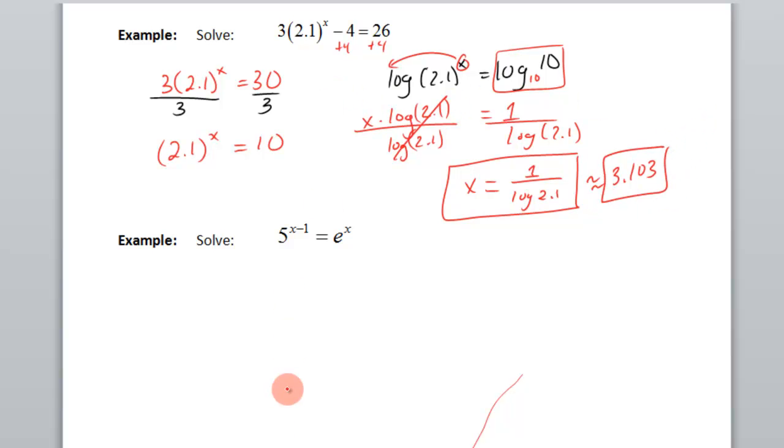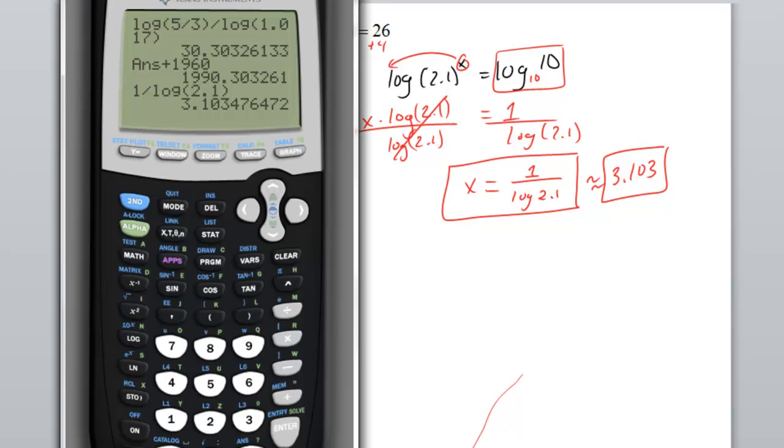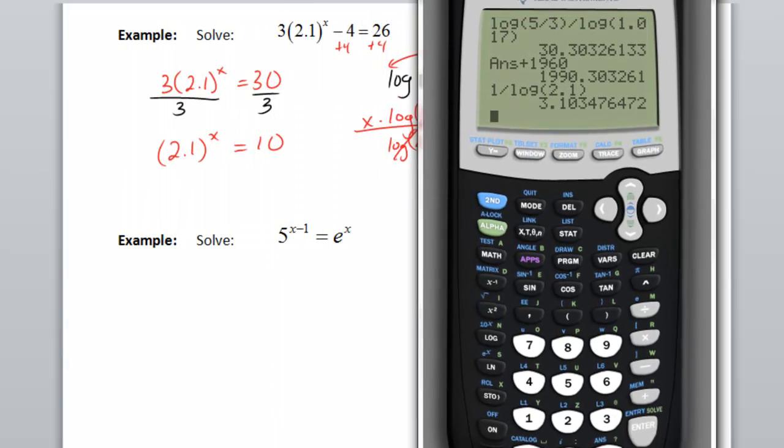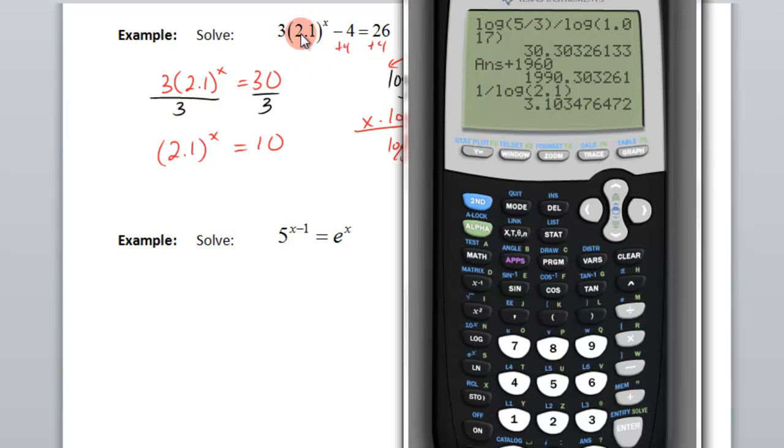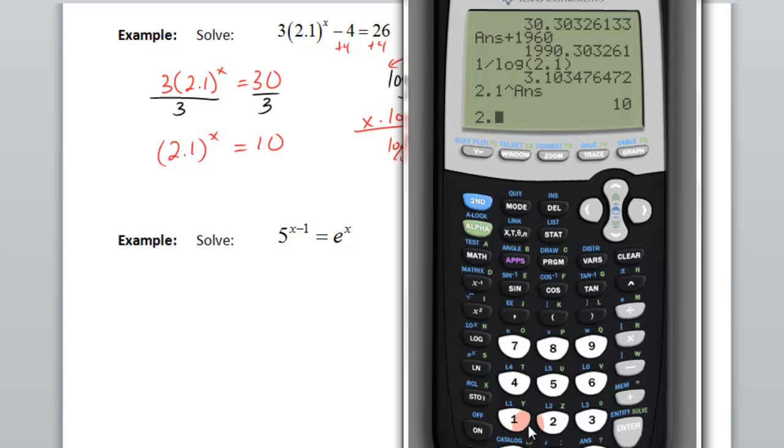Let's see that in action. 3.103. If I take up my calculator again and go back here, so right here, 2.1 to this power. So watch how I'll do this. I'll do 2.1 to the second answer. That's this guy, right? Look, that's 10, because that holds that whole thing in there. If I did an approximation of 3.1, watch this. 2.1 to the 3.1.